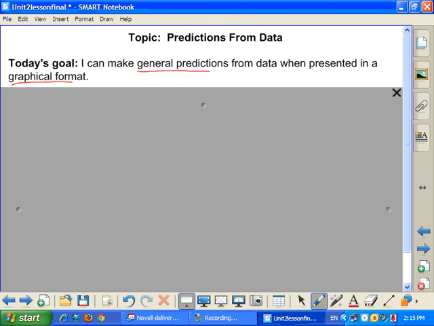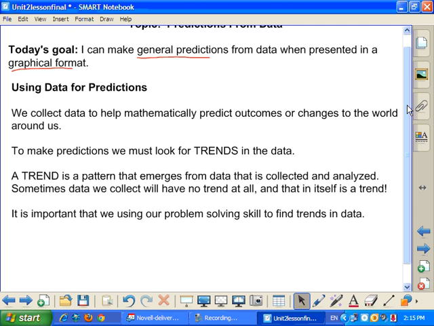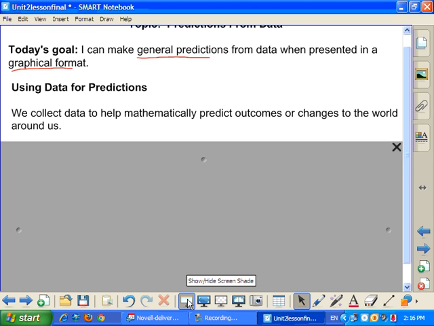So we're going to take the surveys that you collect, and you're going to sort and organize them. You're going to produce some graphical representations of the data. And from that, you can then draw some conclusions and so on and so forth. So I want to just go through an example with you and talk about it. So we collect data to help us, and maybe I'll just bring the screen down so you can see what we're talking about. We collect data to help mathematically predict outcomes or changes to the world around us.